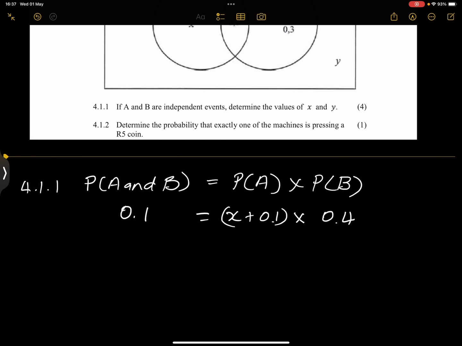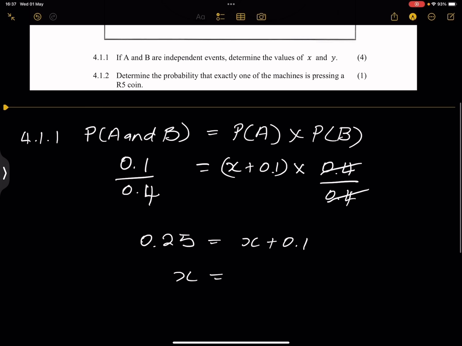So that means that we can divide by 0.4 on either side. Okay, so that cancels with that. And so we've got X plus 0.1. Okay, sorry, this was meant to be 0.4 there, right? So X plus 0.1 will be equal to 0.1 over 0.4, which is 0.25. Sorry for writing it in such a clumsy manner, right? So that will be 0.25 equal to X plus 0.1. And so, which means the value of X will be equal to 0.35. All right, I hope that makes sense, guys.